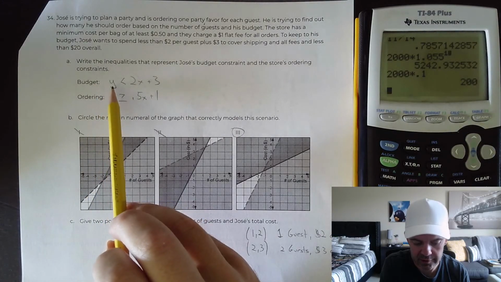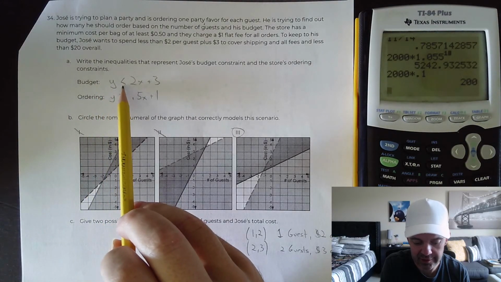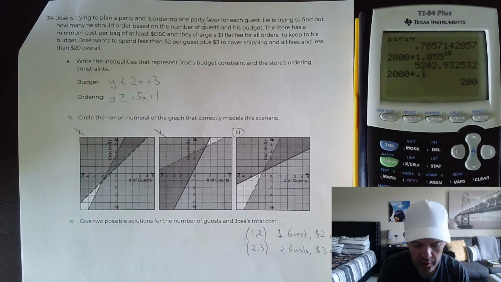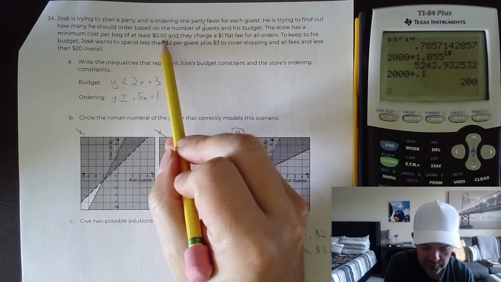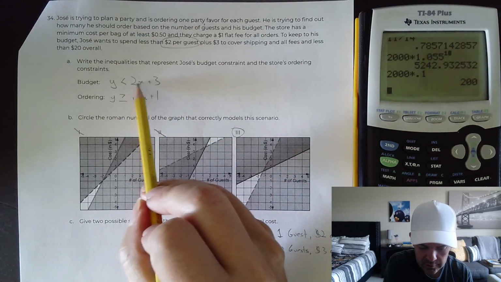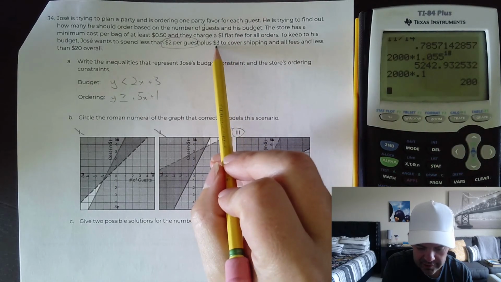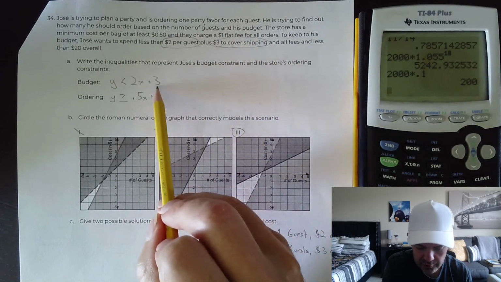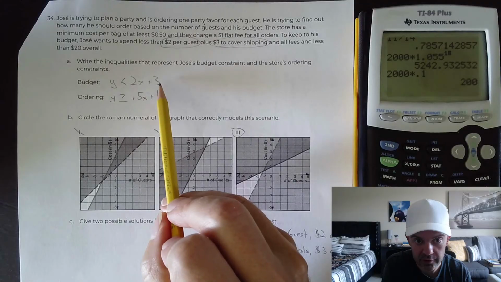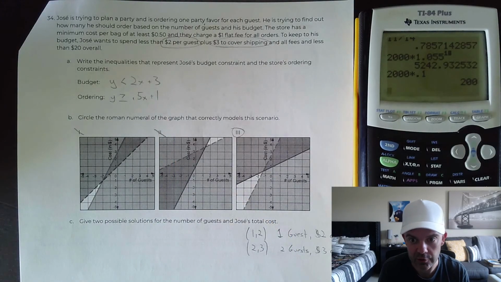So this is basically saying his budget has to be less than 2x plus 3. Where did I get that from? He wants to spend $2 per guest, 2x. And then he's saving $3 to cover shipping. So like in that earlier problem we did, he's at least going to spend $3. So I just put plus 3 right there.